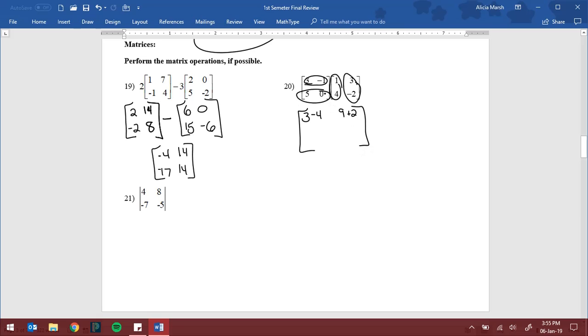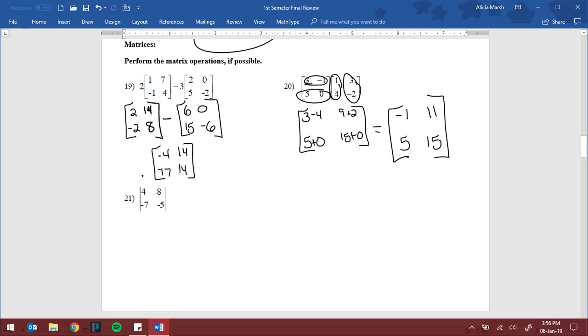Now I got to go this row times the first column. So 5 times 1 is 5. Plus 0, and then this row times that column, so 15 plus 0. So I get an answer of negative 1, 11, 5, and 15.